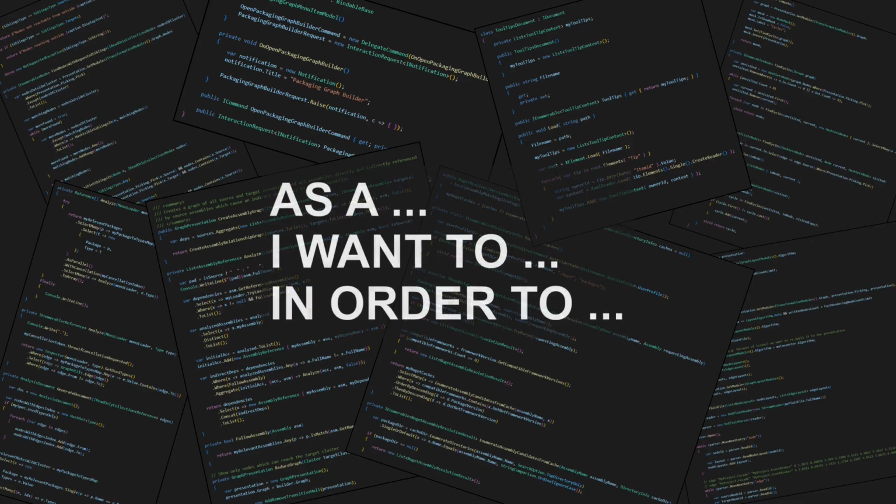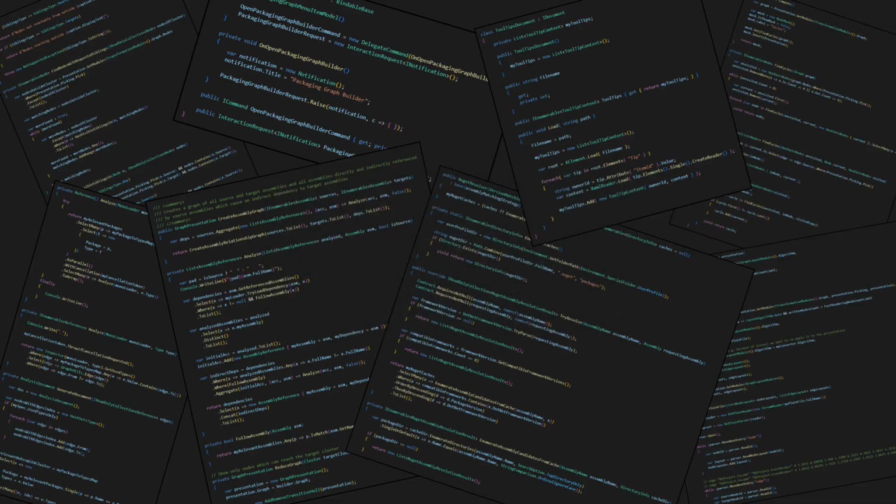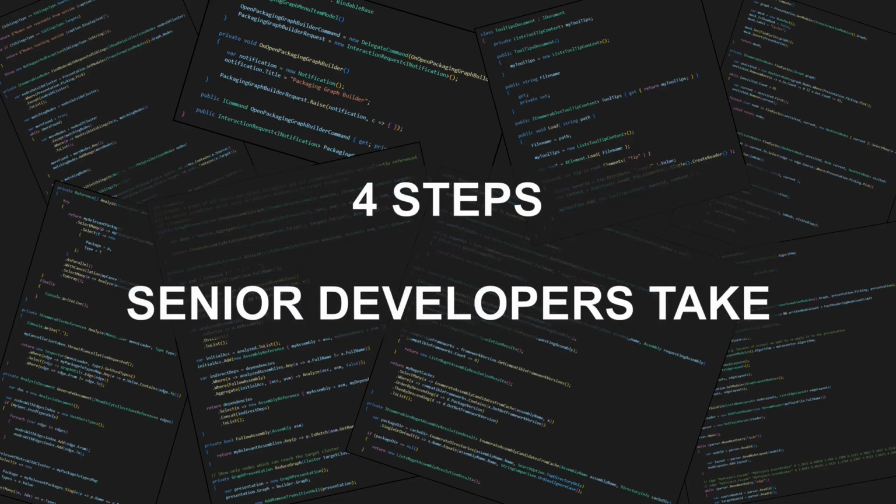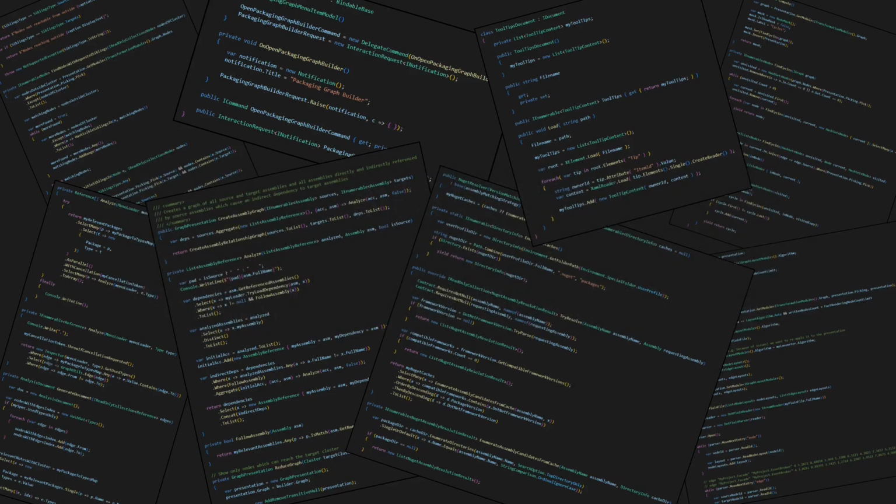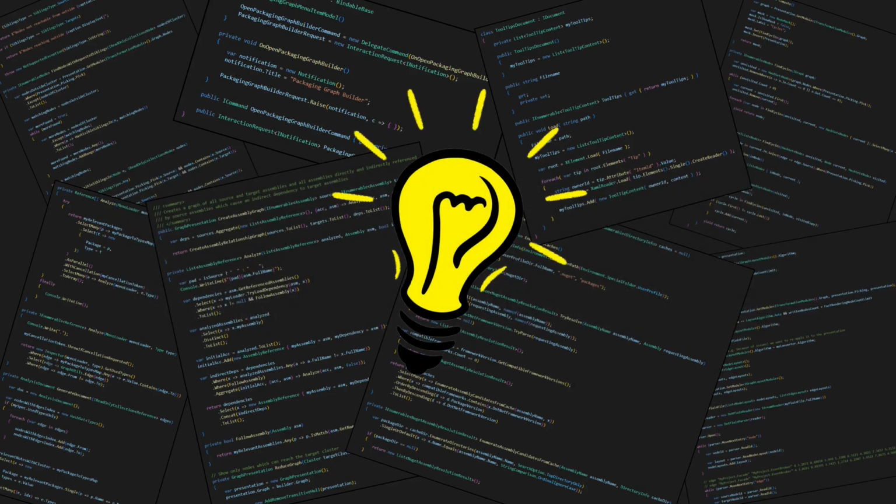Imagine you are tasked with enhancing the functionality of an existing software module. How do you approach the story? Here are four concrete steps senior developers take that most junior developers often skip. Watch until the end to learn why senior developers invest this effort and still complete the story faster.